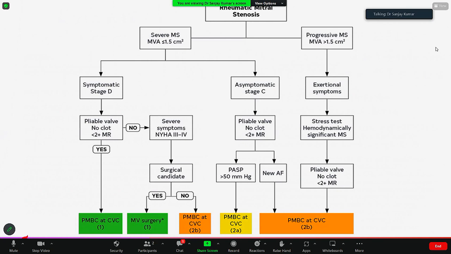So most of the cases can be subjected to percutaneous intervention. However, what we normally look at here is the Wilkinson score: if it is high, then the patient is subjected to surgical replacement or repair of the valve, whichever is feasible.